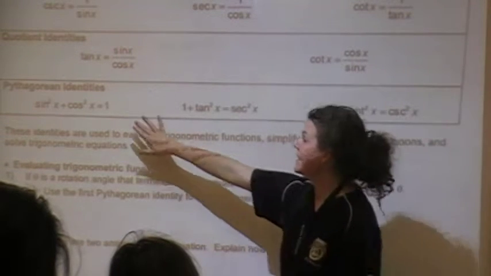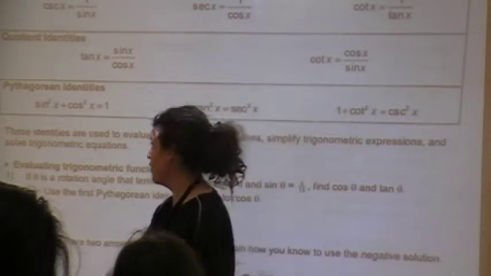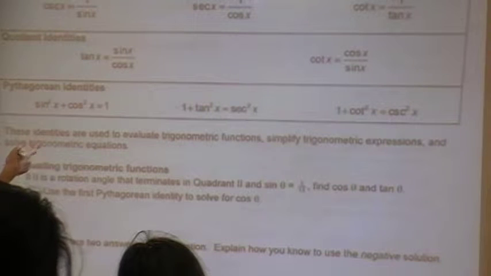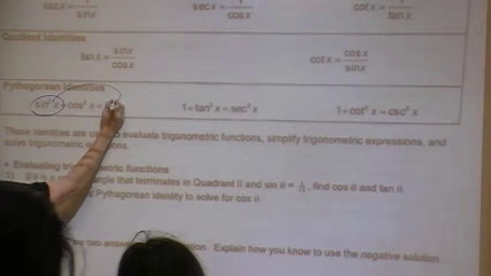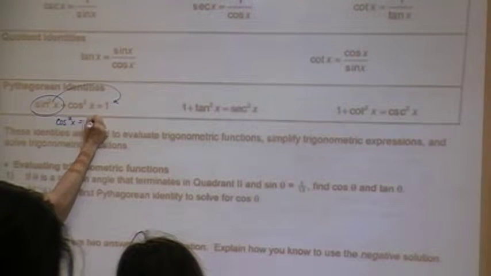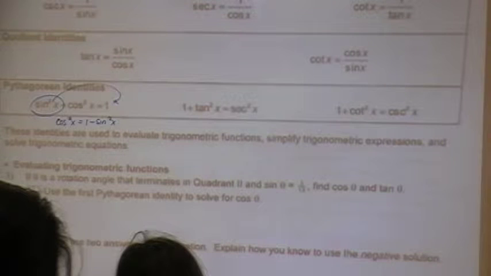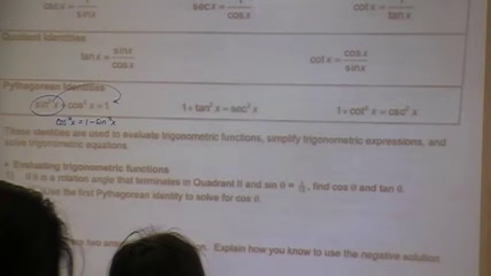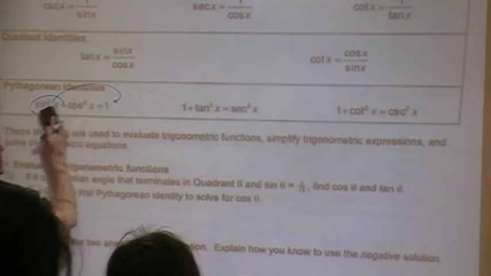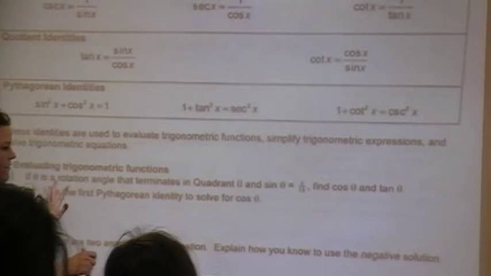This one is huge. We will use it all the time. And we won't just use it in that form, but they can rearrange it. For example, I could take this sine and move it to the other side and have cosine squared x equals 1 minus sine squared x. That's still the identity, the same identity. It's just been rearranged. Or we could move the cosine. It doesn't matter. So just be prepared. We're going to use this one a lot, and it'll be in all different forms.